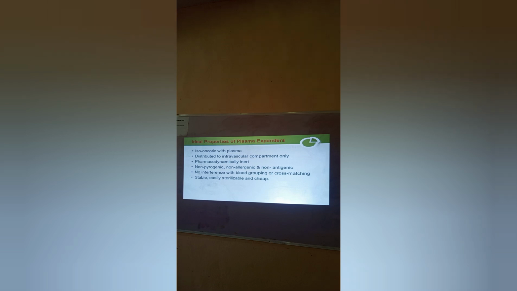The ideal properties of plasma expanders are they are isooncotic with plasma, meaning they have the same concentration with plasma. They are distributed to the intravascular compartment only.